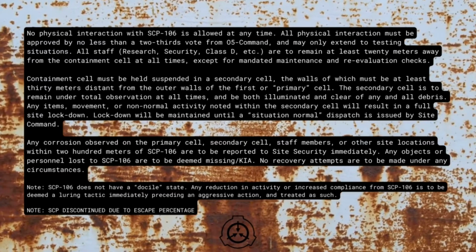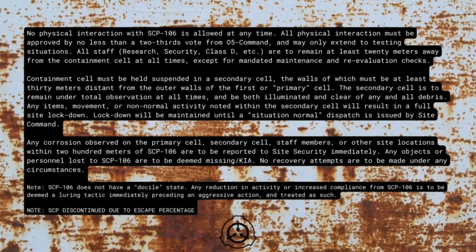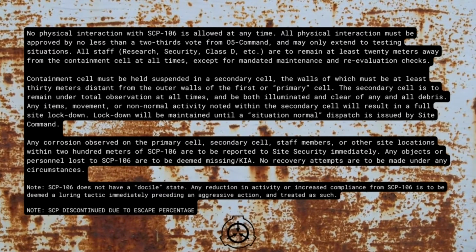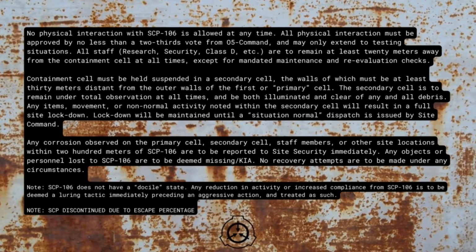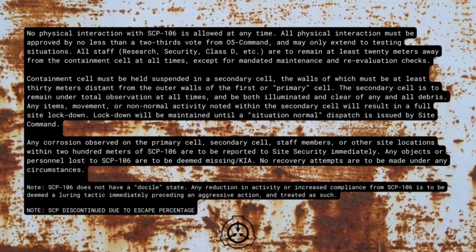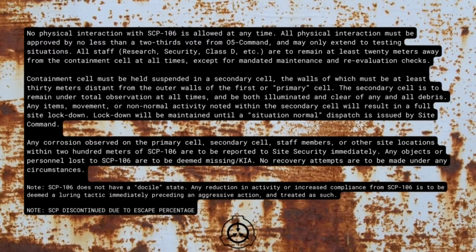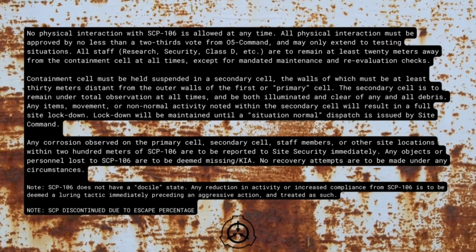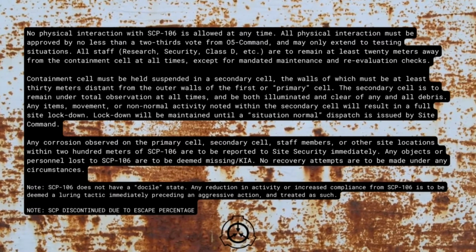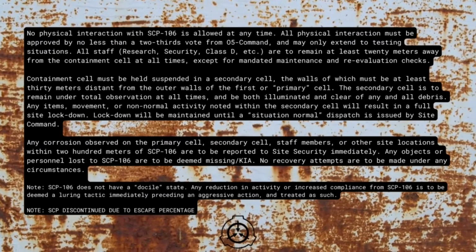Note: SCP-106 does not have a docile state. Any reduction in activity or increased compliance from SCP-106 is to be deemed a luring tactic immediately preceding an aggressive action and treated as such. Note: SCP discontinued due to escape percentage.